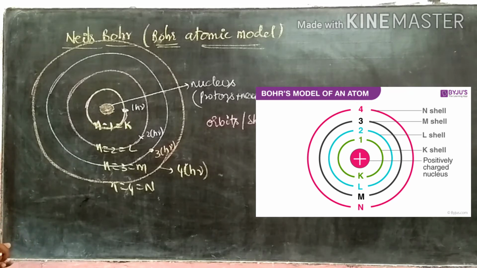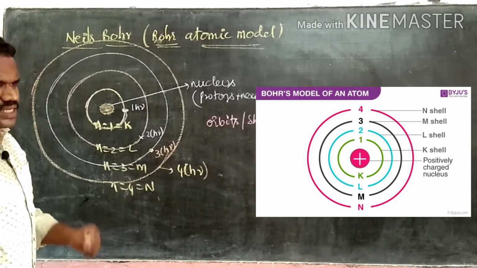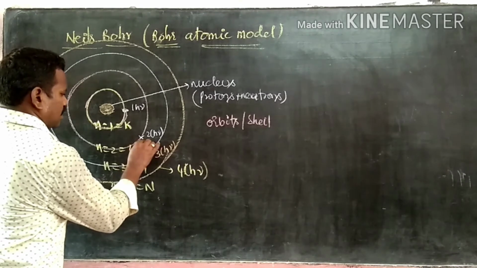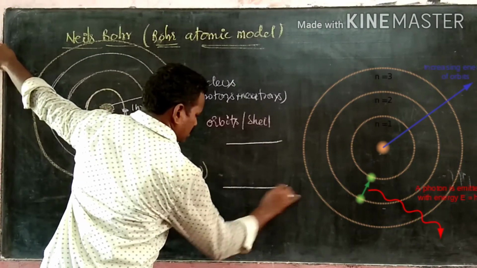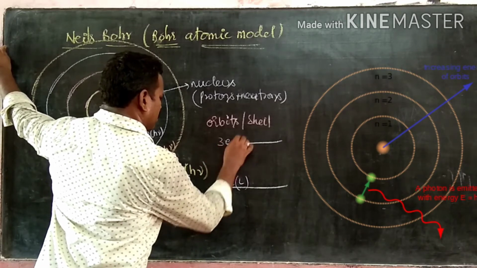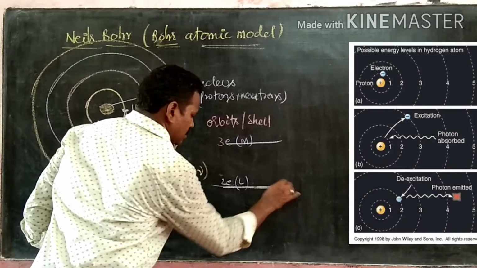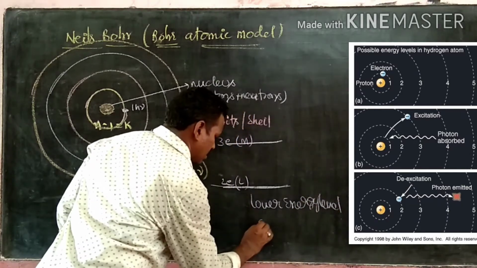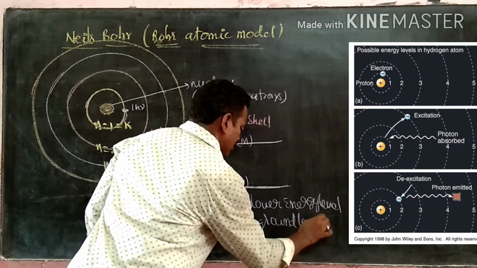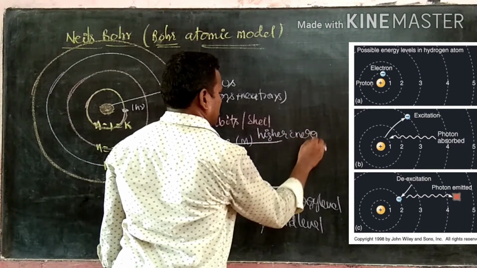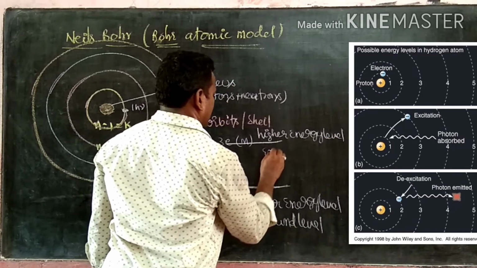As per Max Planck, an enormous amount of energy in the form of packets falls on the electron, and that electron will absorb that energy. Consider the second level and the third level. An electron in the second level is in the L level, and an electron in the third level is in the M level. Now this second level is called the lower energy level, also called the ground level. If the electron is in the third level, that level is called the higher energy level, also called the excited state.